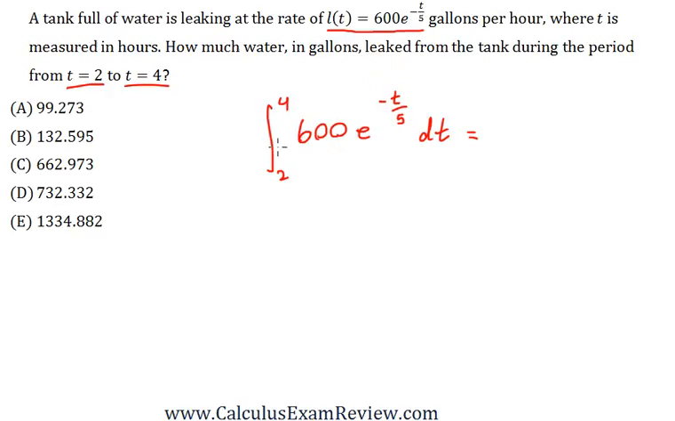So we need to take the integral of the rate function from 2 to 4. Great. So to calculate this, I can just take out the constant from inside the integral. So 600 times the integral from 2 to 4 of e to the power of negative t over 5 dt.